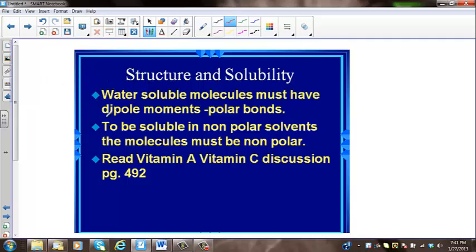Structure and solubility. Water-soluble molecules must have dipole moments, polar bonds. To be soluble in a nonpolar solvent, the molecules must be nonpolar. A good example of this is on page 492 in Zumdahl. So if you get a chance, read the vitamin A, vitamin C discussion.